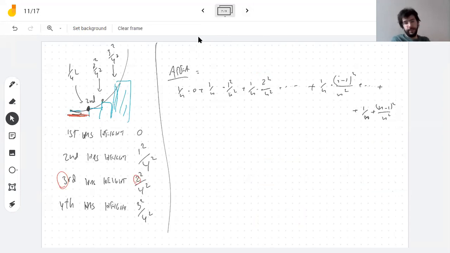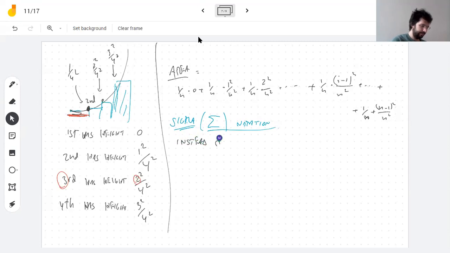So doing areas involves taking a lot of sums. And at some point, you just get tired of writing dot, dot, dot. So what you do is you use a thing called sigma notation, which is just me telling you what the recipe for the sum is. I'm not writing the sum. So sigma, this is the letter sigma, capital sigma. What it amounts to is, instead of writing the sum, I give you a formula for each summand, and I tell you to sum.